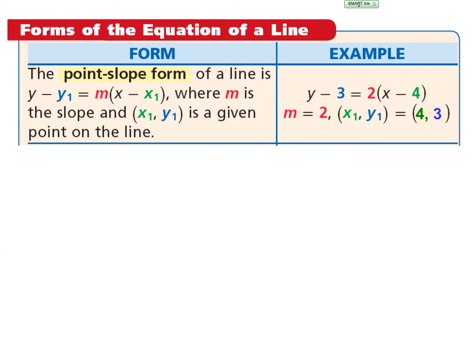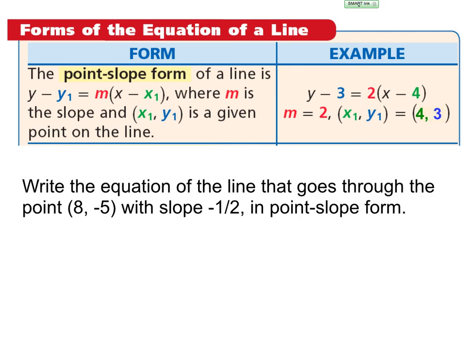So an example for your notes: if the slope is 2 and the point we want our line to go through is (4, 3), by substituting in, the 2 goes there, the 4 and the 3 go here. y minus 3 equals 2(x minus 4). That is point-slope form. Sometimes we'll simplify that into slope-intercept, but not all the time. So point-slope really is pretty simple.